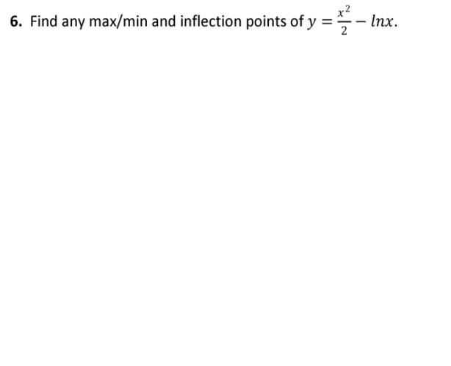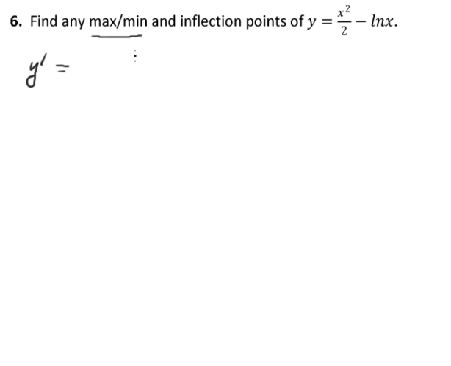Okay, now we're going to find some max, min, and inflection points of y equals x squared over 2 minus log x. So remember, max mins are found at critical values, that is, where the derivative is equal to 0, or where the derivative doesn't exist, but the function does exist. But in this case, it's just going to be where the derivative is equal to 0. That's where we'll look for the max mins. So let's find the derivative.